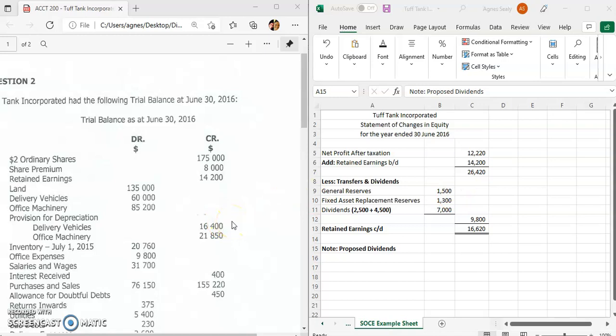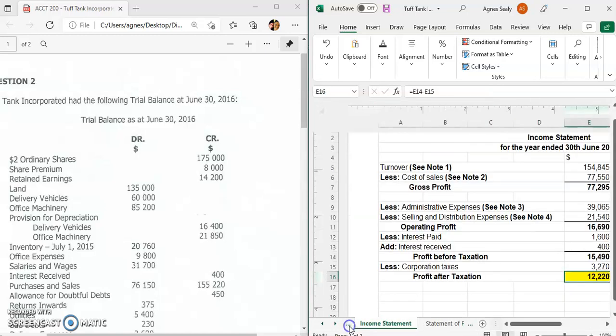to the statement of financial position. So just a reminder that these are all fictitious numbers. The only numbers here that are real are our net profit after taxation and our retained earnings brought down, which gives us our new retained earnings that we are going to carry forward into our statement of financial position. In this video, we are going to be looking at our statement of financial position.